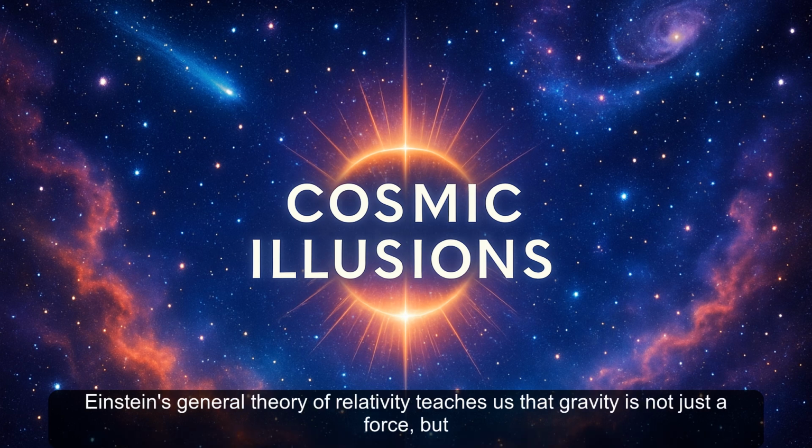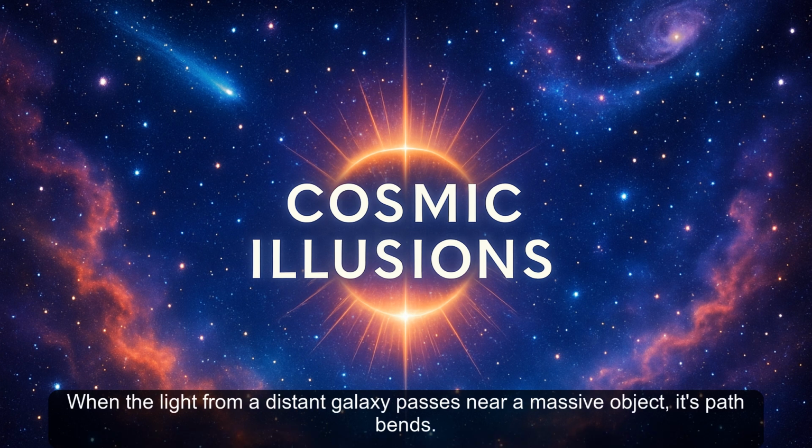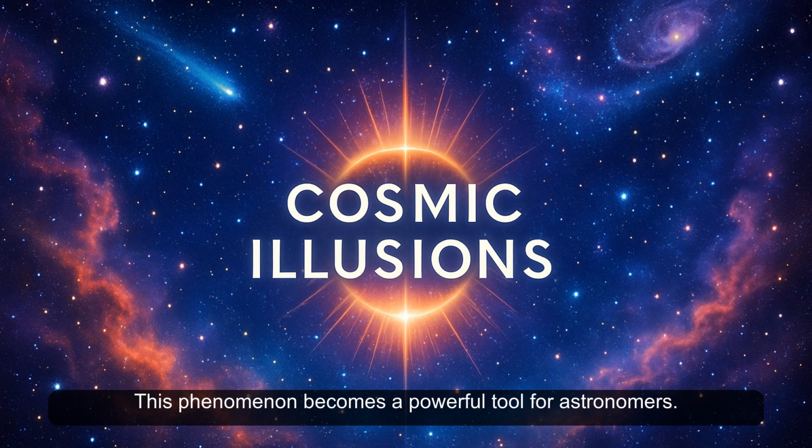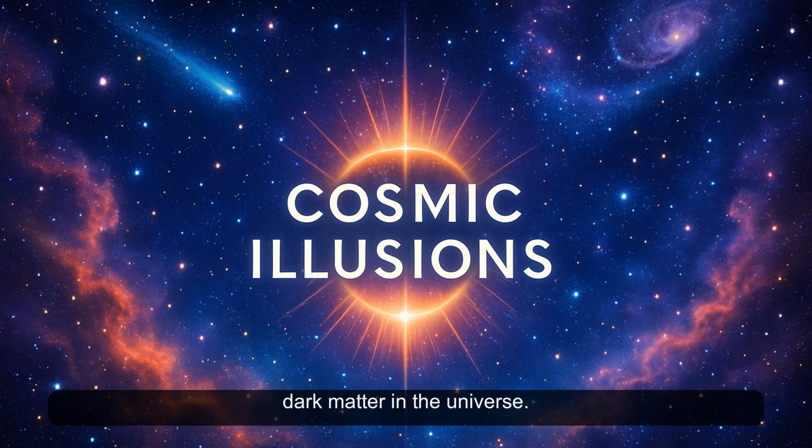Einstein's general theory of relativity teaches us that gravity is not just a force, but the result of the curvature of space-time. When the light from a distant galaxy passes near a massive object, its path bends. This phenomenon becomes a powerful tool for astronomers. By analyzing how light is distorted, they can estimate the amount and distribution of dark matter in the universe.